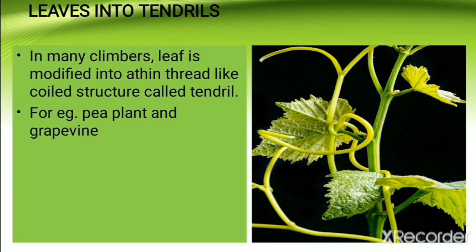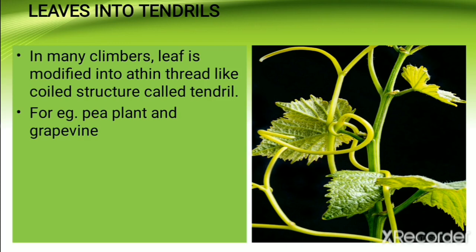First one is leaves into the tendrils. You all have seen climbers which are having very weak stems. So sometimes in some of the climbers, the leaves will get modified into a very thin, thread-like coiled structure, and this thread-like coiled structure is called a tendril.